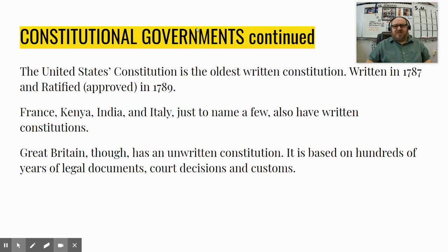The U.S. Constitution is the oldest written Constitution. It was written in 1787 and it was ratified, or in other words, approved in 1789. Quite a few other countries around the world, in fact, most of them have written constitutions. So countries like France, Kenya, India, Italy, Japan, all have written constitutions. Great Britain is a constitutional monarchy, so they have a constitution, but it's unwritten. It's basically based off of years of legal documents, court decisions, customs, traditions, those kinds of things. So they're a bit unique, and they're one of the few, in fact, pretty much the only government that has an unwritten constitution.